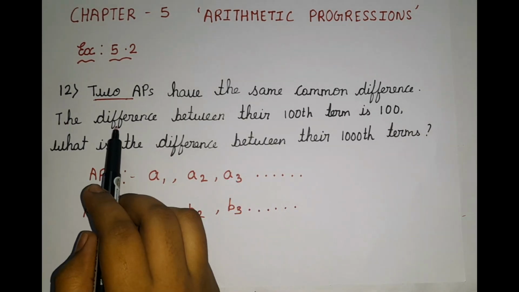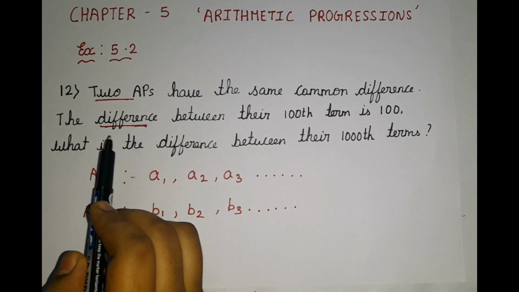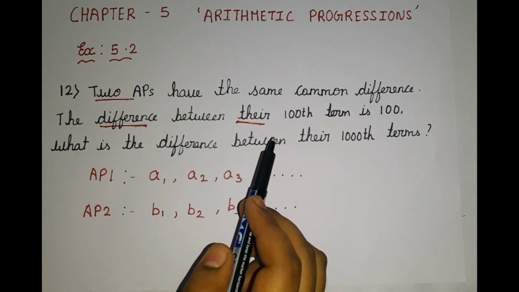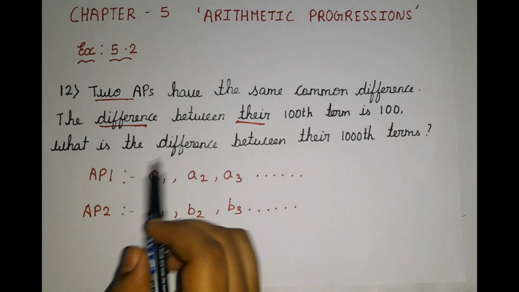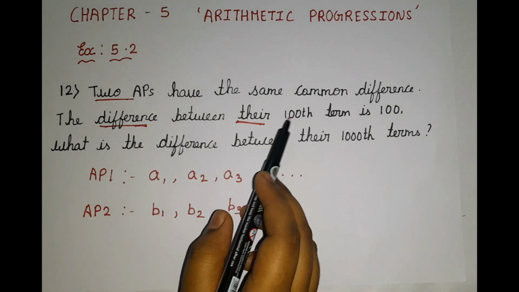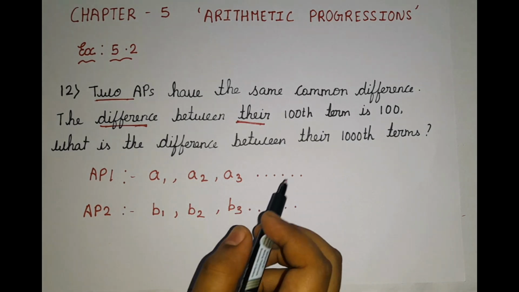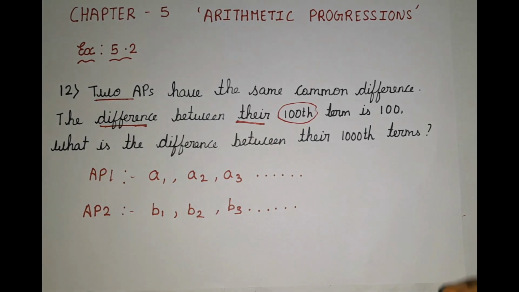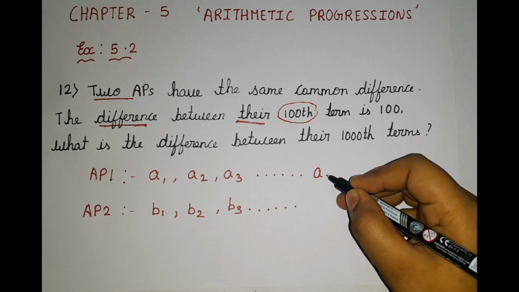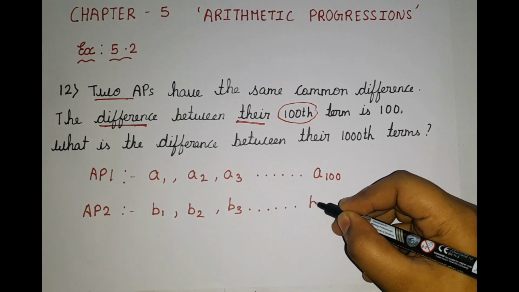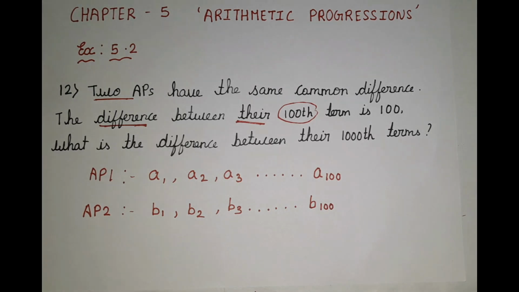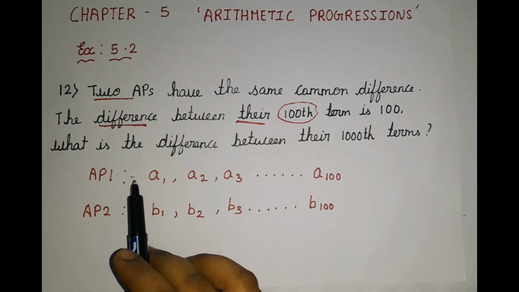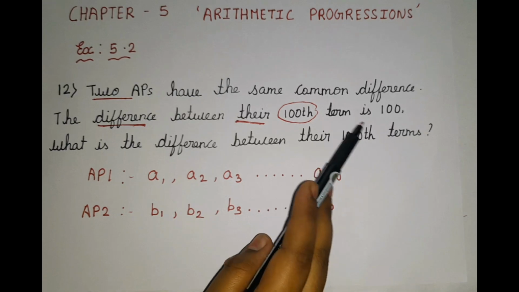The difference means minus. Of course, you guys know difference means minus. So the difference between there. What is the meaning of there in this question? There means both the APs. In both the APs, the difference of the 100th term is 100. So in both the APs we have a 100th term. How can we write the 100th term? Here I can write A100 and B100. Of course, that is why they mentioned there.